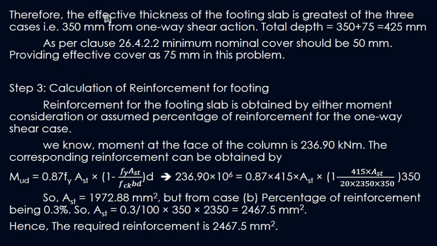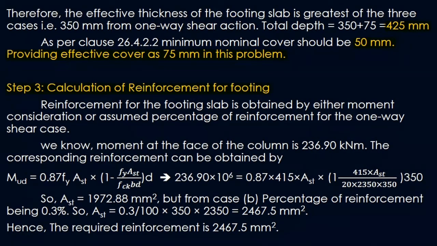So the effective thickness of the footing slab is the greatest of the three cases, that is 350 mm from one-way shear. The total depth is 350 plus 75, which is 425 mm. As per clause 26.4.2.2, the minimum nominal cover should be 50 mm. Providing an effective cover of 75 mm. So up to this step 2 has been successfully completed.